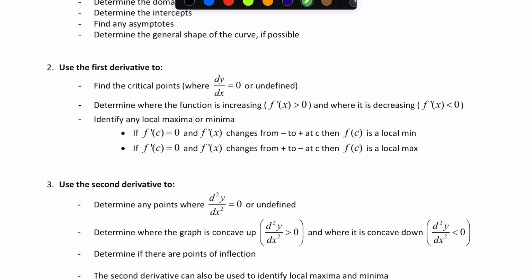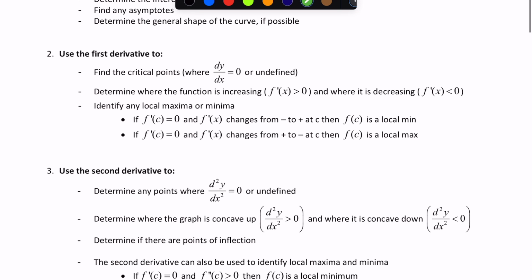If f prime of c is equal to 0 and f prime of x changes from negative to positive at c, then f of c is a local min. If f prime of c is equal to 0 and f prime of x changes from positive to negative at c, then f of c is a local max.